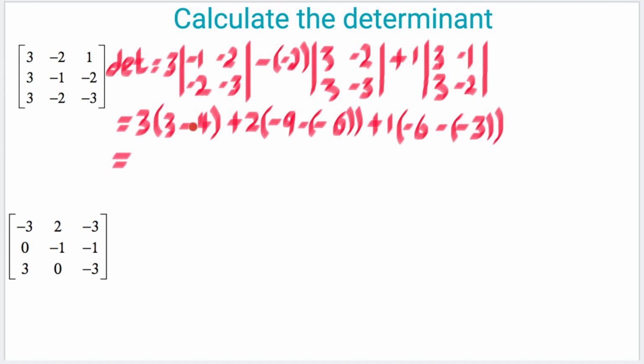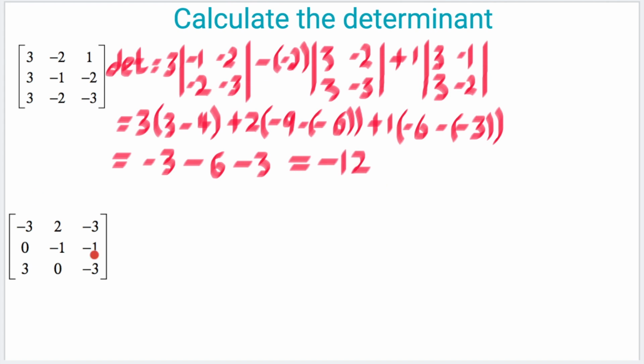The next part is now to evaluate inside the parentheses and then multiply by the coefficient. So 3 minus 4 is -1 times 3 is -3. And then here we have negative 9 plus 6 is negative 3. Negative 3 times positive 2 is minus 6. And then finally here we have negative 6 plus 3, because there are two minus signs. It's negative 3 times positive 1 is negative 3. So when you add those numbers there, you get negative 12 is the determinant.